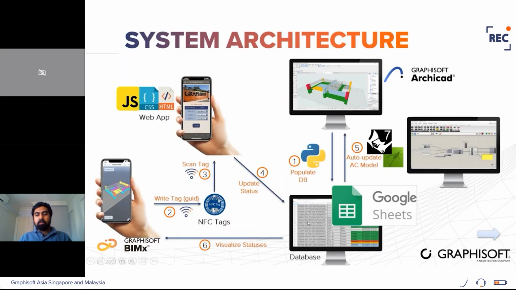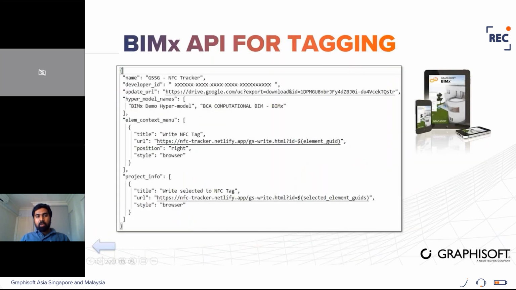So having done with the Google Sheets or the database, the next part is to see the BIMx model, from where the user is choosing the component and then extracting the information using the API and writing it into the NFC tags. So for that, again, we are using the BIMx API, which is basically extracting the GUID of the element and then passing it on to the web application using a query string.